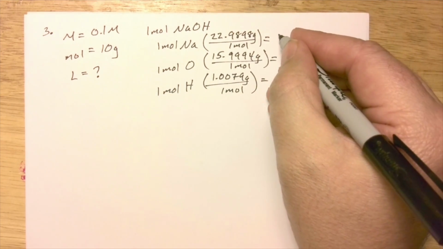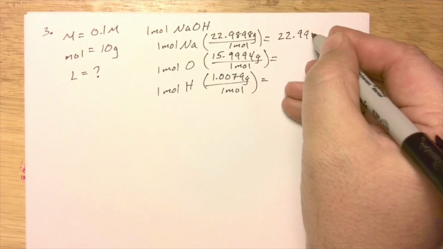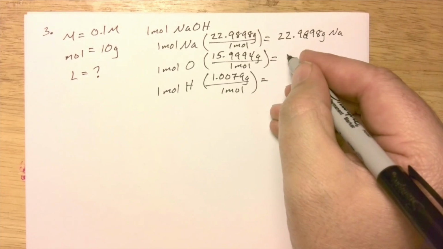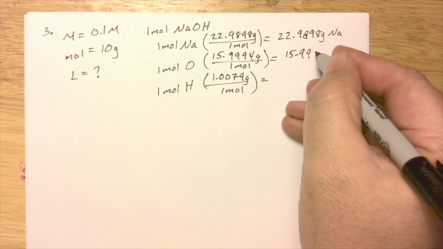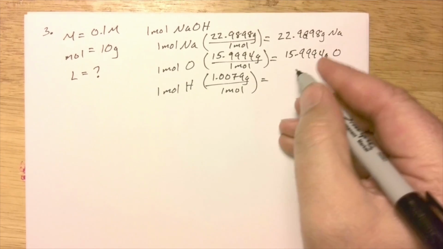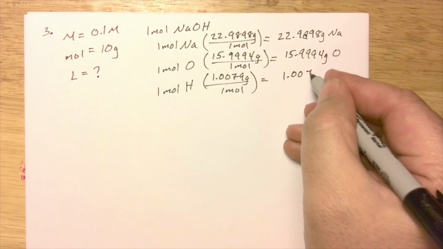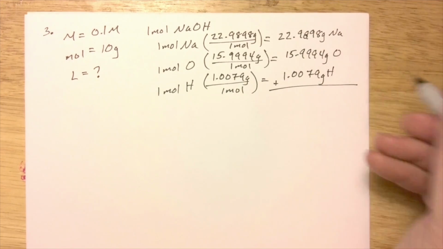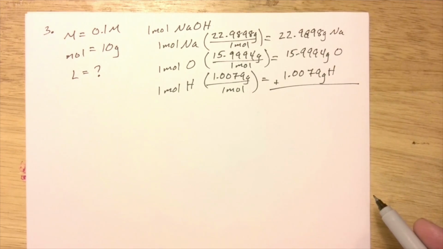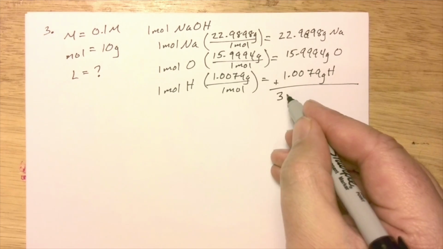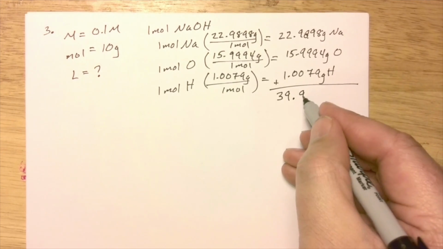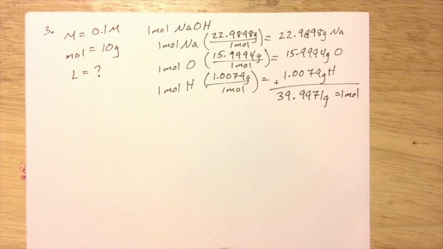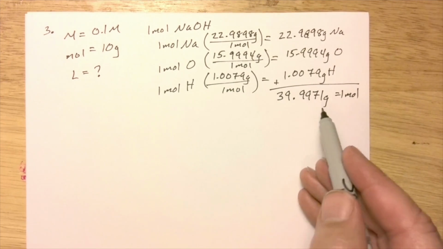Again, better not use a calculator on this one here. So at 22.9898 grams of sodium, we have 15.9994 grams of oxygen and 1.0079 grams of hydrogen. So we have the weight of all the individual parts of sodium hydroxide, and when you add them all up, it comes out to be about 39.9971 grams. It's equal to 1 mole of sodium hydroxide. So it's almost 40 grams for every 1 mole.